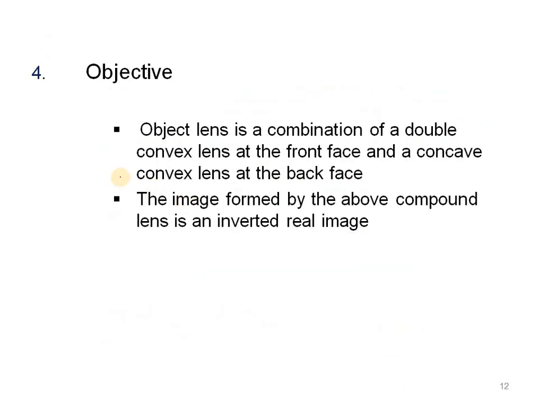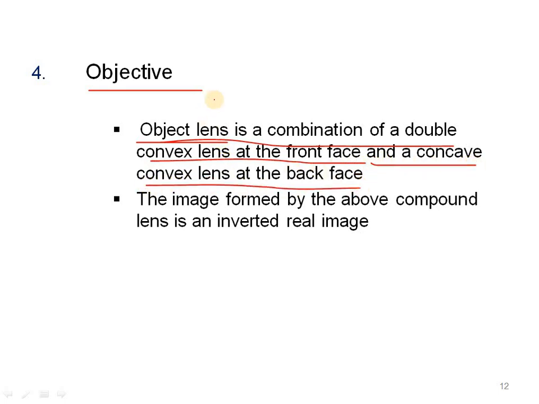Okay. And the fourth one is the objective. So the objective lens is a combination of a double convex lens at the front face and a concave convex lens at the back face. So the object glass will be like this. So in this portion you can see this is a telescope. So in this object glass, a double convex lens will be there at the front face. Front face means this portion is the front face.